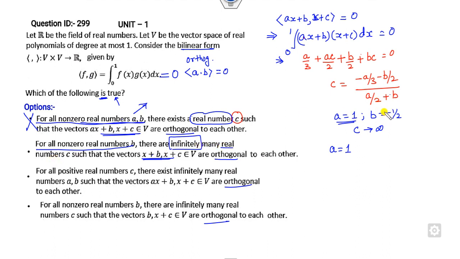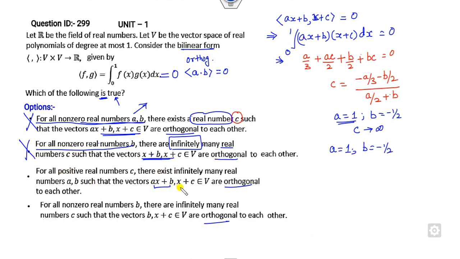Again, this is not a correct statement, because once you take a is 1, b can have any non-zero number. Again, b I take as minus half. Then c becomes infinite. So infinitely many real numbers, but that can't be possible. Again, it is not possible. Look at the third one.